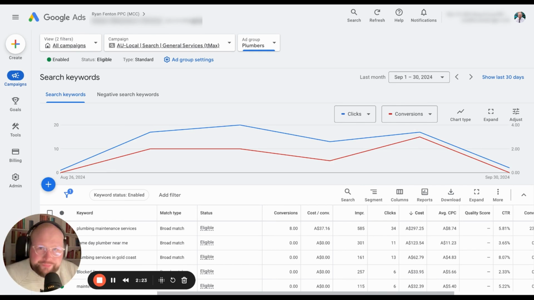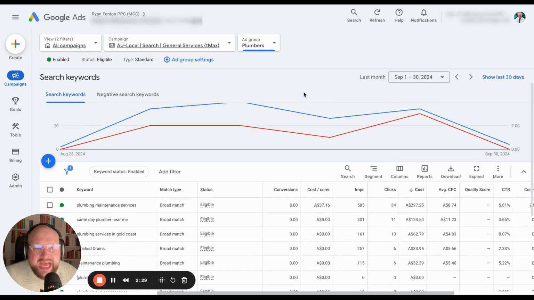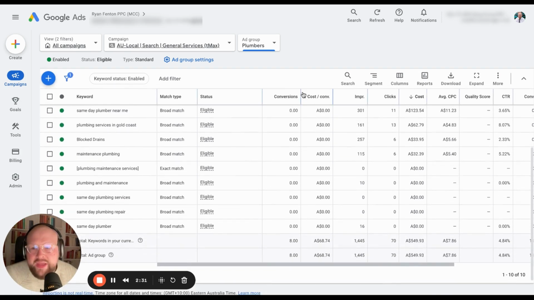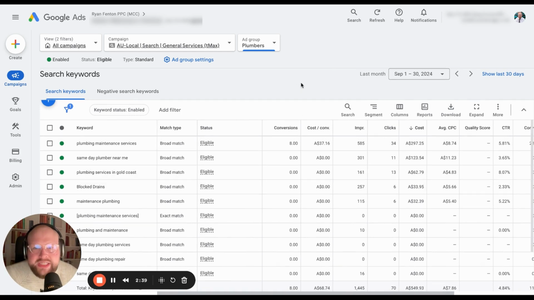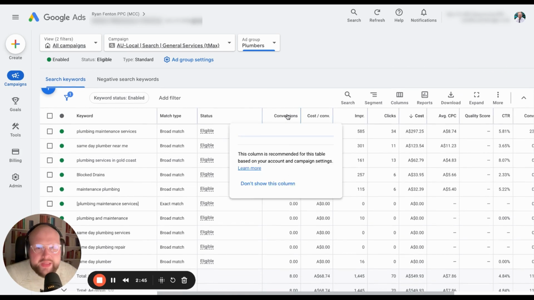I wanted to share the results with you over the last 30 days. So this is one of my client accounts. I've tried to hide as much sensitive information as possible. This is a plumber. So straight away, we know it's going to be super, super competitive. And this is based out in Australia as well. So you can see here, this is a local campaign. It's a general services campaign, but a local one at that.